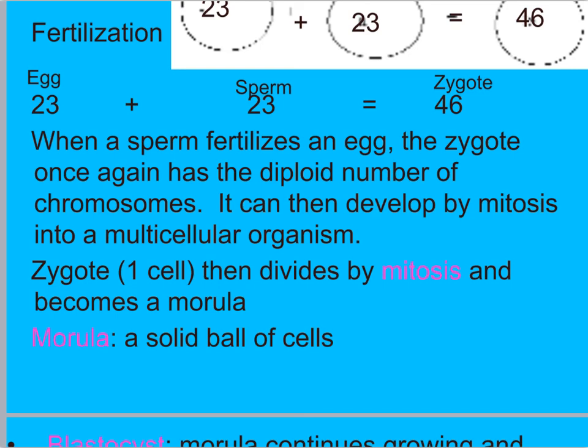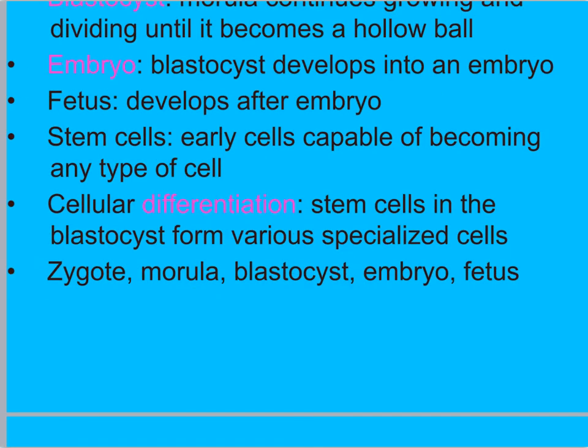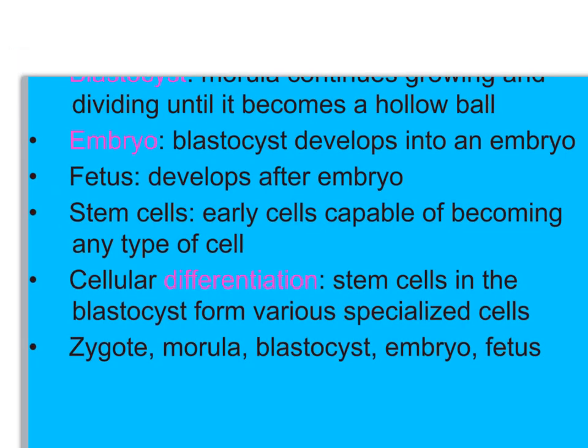So you have your zygote, which then divides by mitosis, and then it becomes a morula, which is a bundle of cells. It's like a ball. So it doesn't look human yet. After that, you have what's called a blastocyst. The blastocyst is going to continue dividing and growing, and you get more and more cells, and then it becomes a hollow ball.